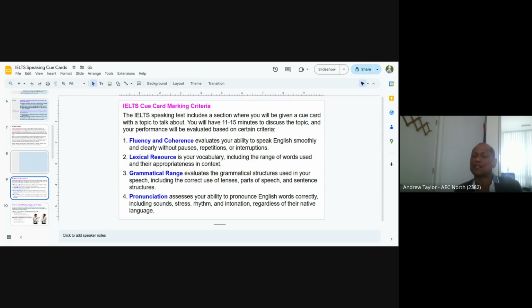Pronunciation assesses your ability to pronounce English words correctly, including sounds, stress, rhythm, and intonation, regardless of their native language. Okay? In some countries, they do not have a lot of stress and intonation. Because one day I was teaching, I don't want to mention to you the country, but I was teaching in a normal class. And I was teaching my students how to speak with music, correct intonation, and how to be passionate when you are telling a story. And so one student, he was a university professor back home. He told me, teacher, it's not easy for me to speak this way because in my country, if you speak like this, people will think you are funny or people will think you are weak as a man.